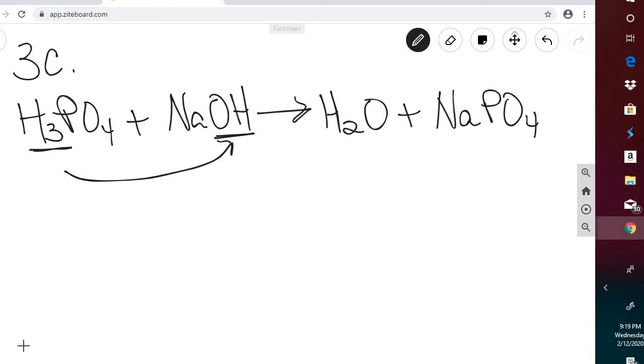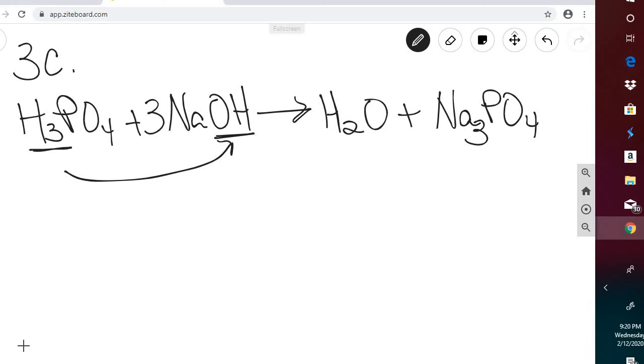Okay, so the charge on sodium is +1. The charge on the PO4 is -3. So we'll switch those charges, so the 3 comes over there with the sodium. Now when we balance it, we'll put a 3 here to balance the sodium.